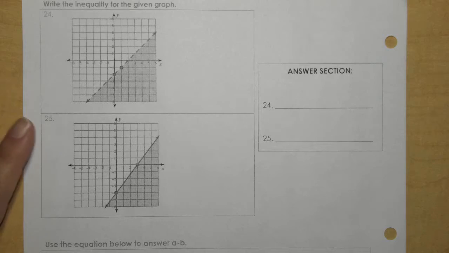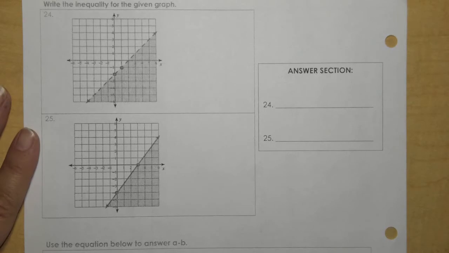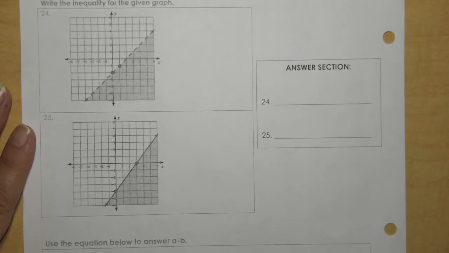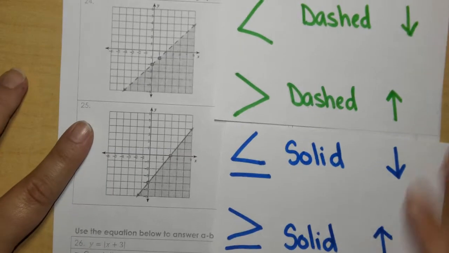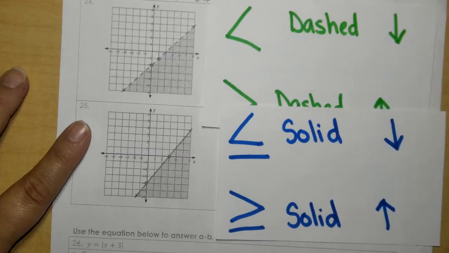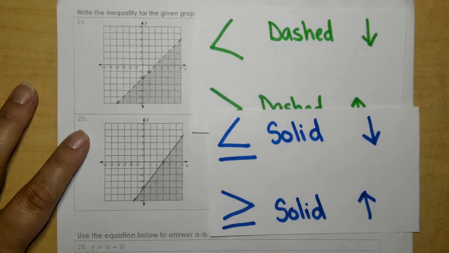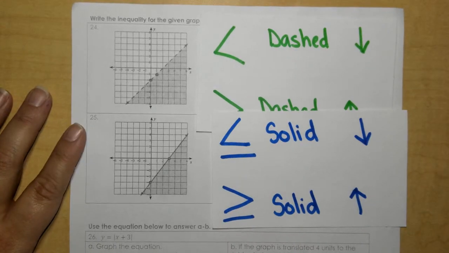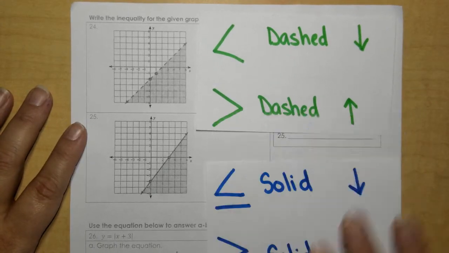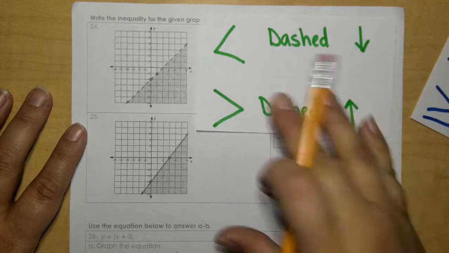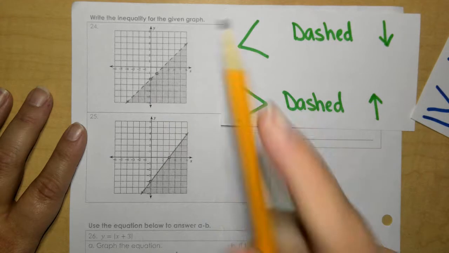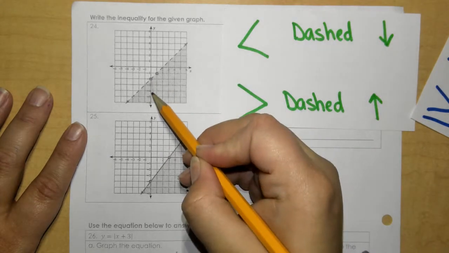For 24 and 25, we have to write the linear inequality with the given graph. So we have to refresh our memory with these here. If we look at number 24, we see that it is a dashed line, right? So dashed means that we're going to have to be one of these here. And we see that our shading is below our graph.